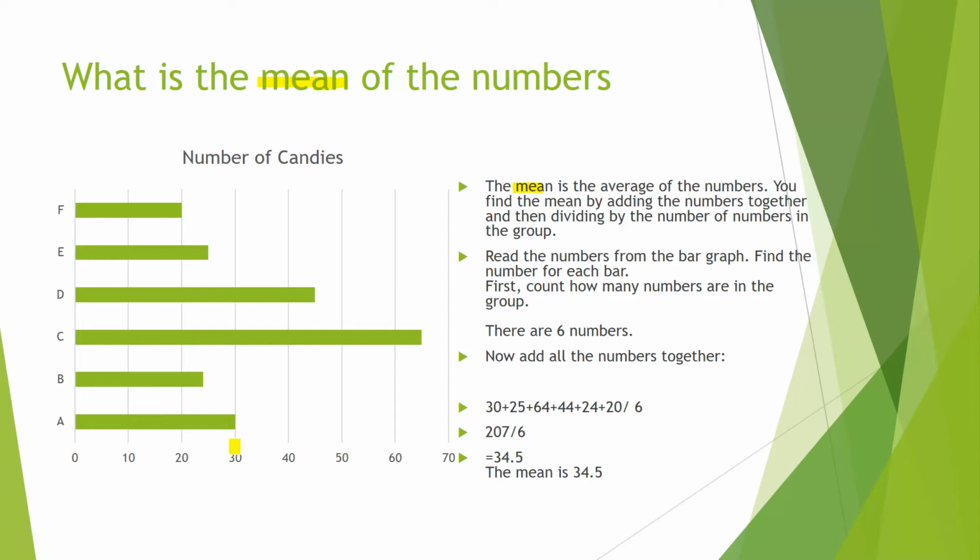Then you have to read A. Suppose A has 30 candies, B has 25 candies, C has 64 candies, and so on, and then 44, 24, and 20. You have to add all these numbers and divide by 6 because we have 1, 2, 3, 4, 5, 6. The total of these numbers is 207, divided by 6. So the mean is 34.5. In this lesson, you have learned how to interpret graphs or charts in order to find the mean, median, mode, and range.